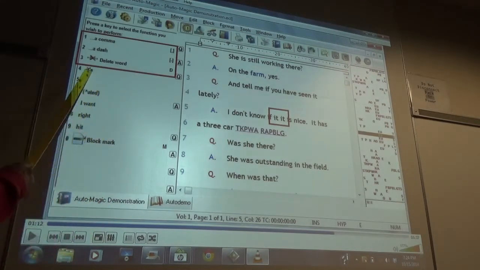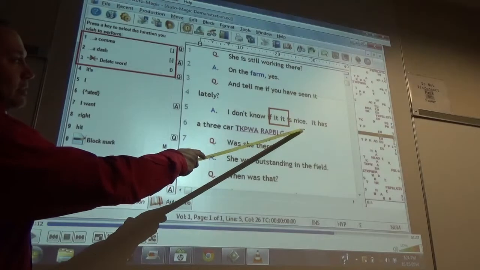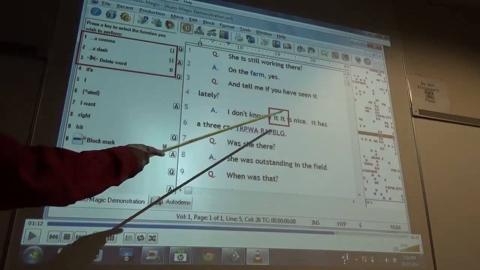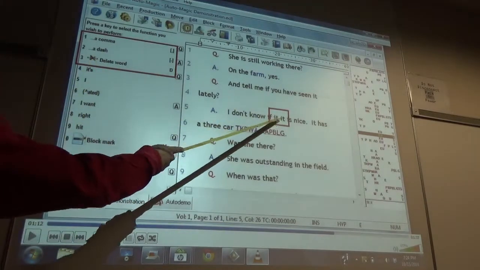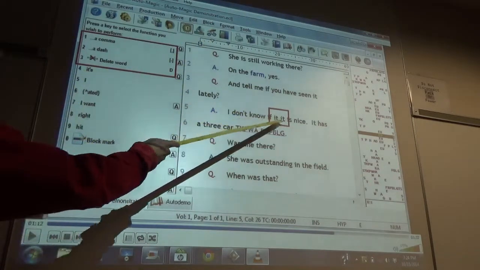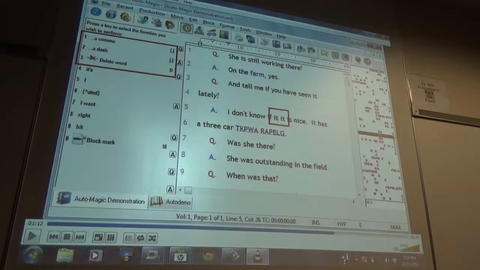It also gives you the option here of changing it. So if it's supposed to be, I don't know if it's nice. It has a 3-car garage. Put your cursor here. D deletes it. Put your cursor here. 4 puts it there. Put your cursor here. D deletes it. Y'all see what I just did? Okay. Any questions about that?